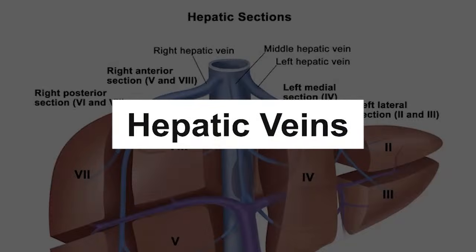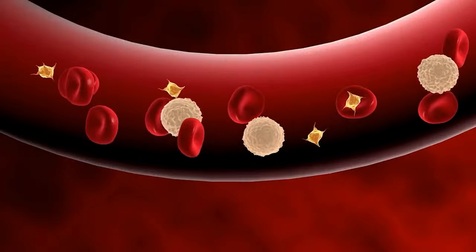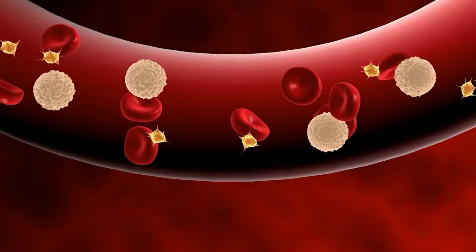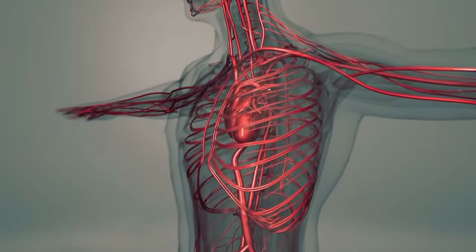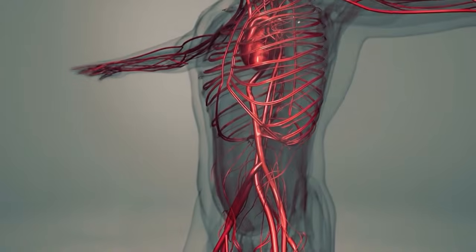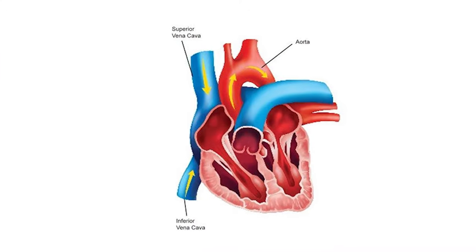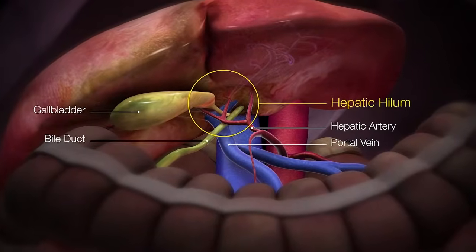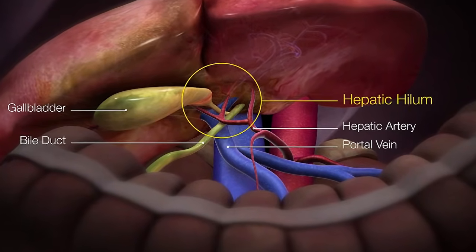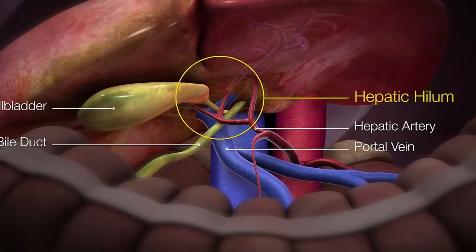Hepatic veins. After the blood has been processed in the liver, it is collected by the hepatic veins. These veins transport the filtered, deoxygenated blood from the liver to the inferior vena cava, a large vein that carries blood back to the heart. The hepatic veins exit the liver at a location known as the hepatic hilum, typically on the underside of the liver.